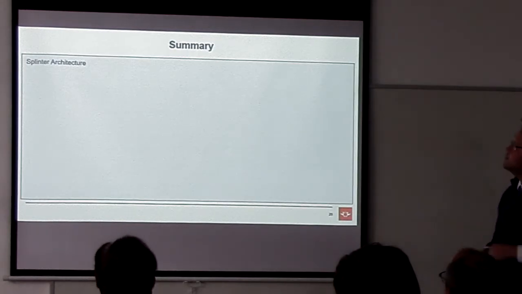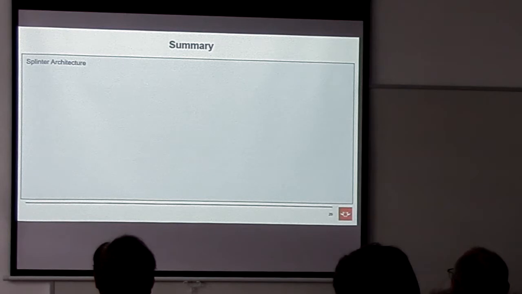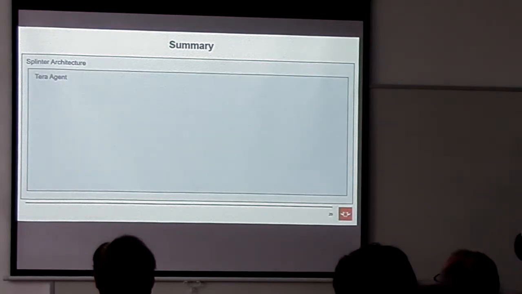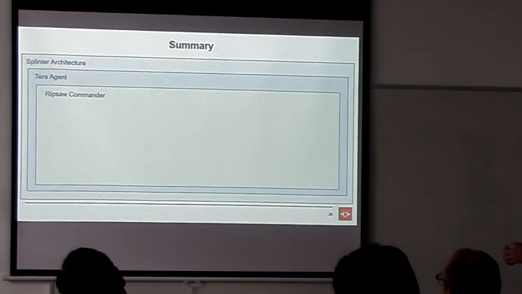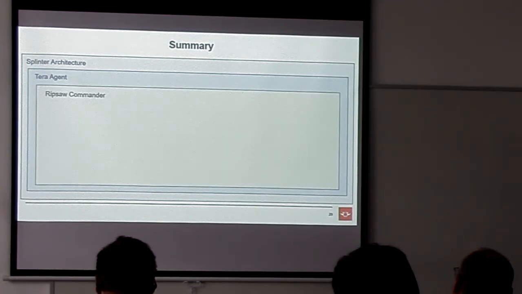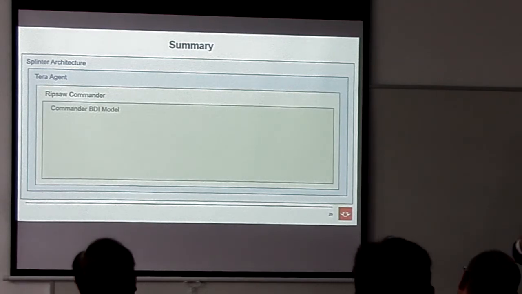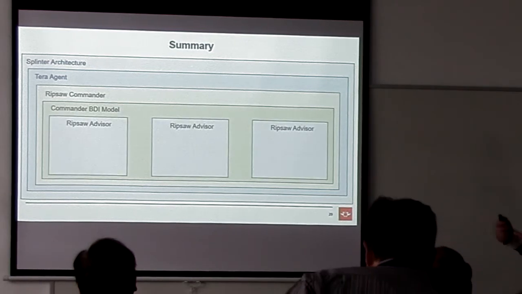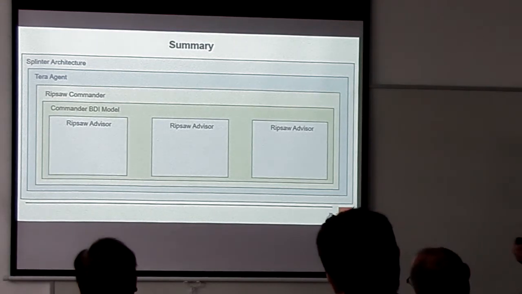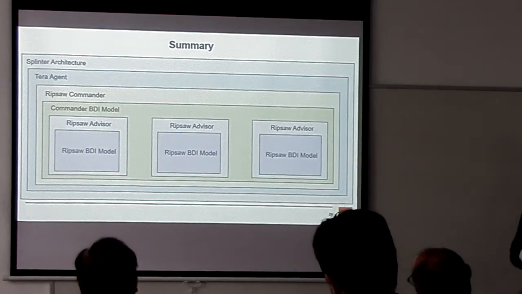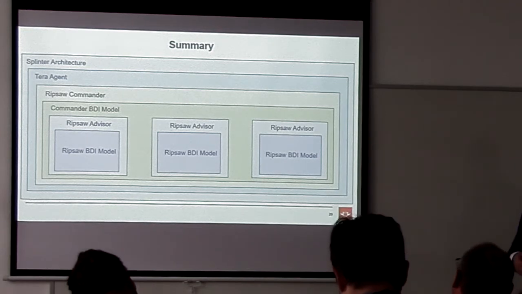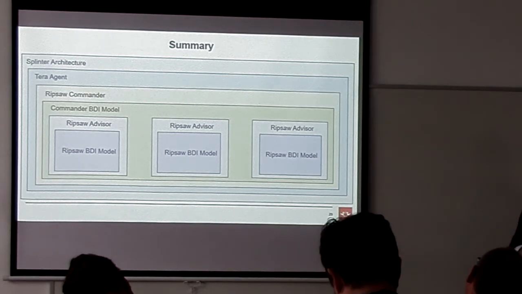So last page, we have a Splinter Architecture, and the Splinter Architecture is made out of Terra agents. And this Terra agent, from a perspective of RIPSAW, is a commander. And a commander has its own BDI model made out of smaller components again. And the commander then employs a number of advisors, and they all have their own components and BDI models. So this clearly shows the Holonic architecture of agents employing agents, and as it gets smaller and smaller, it becomes more specialized and solving smaller tasks.